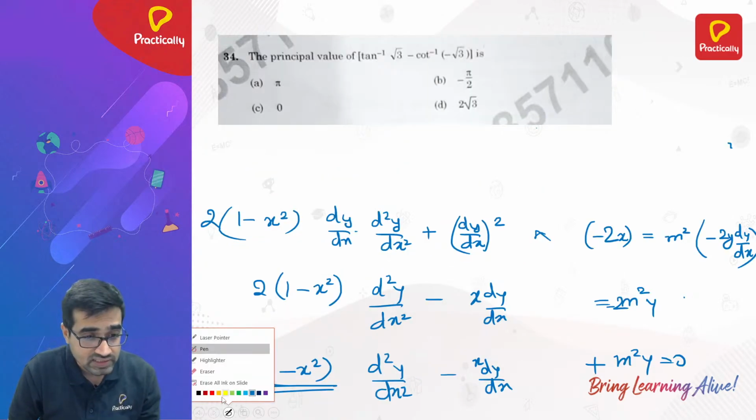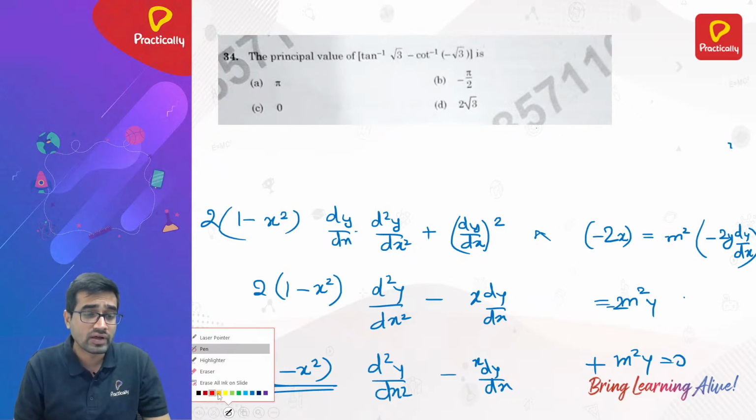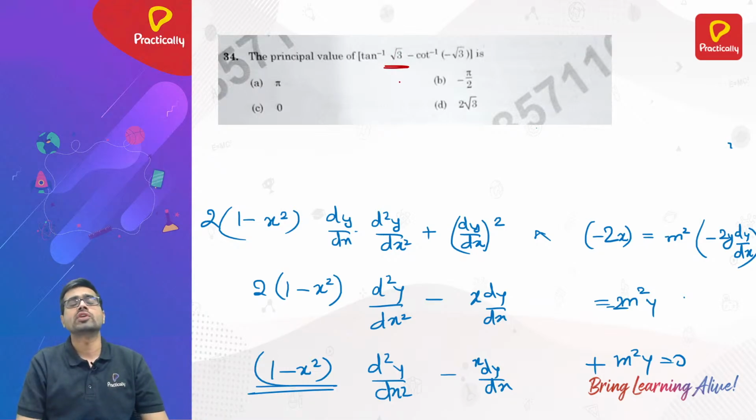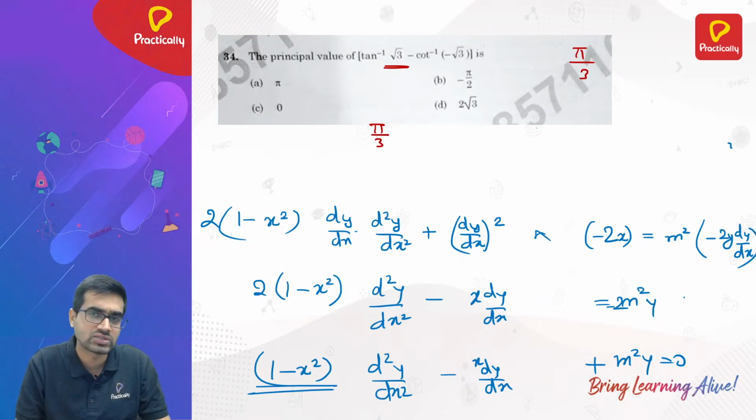For this, I'll just change the color of the pen. The principal value of tan inverse root 3. You know tan inverse root 3 is pi by 3 because tan 60 is root 3. So you write pi by 3. It's in the principal value range. Fine. Cot inverse minus root 3.